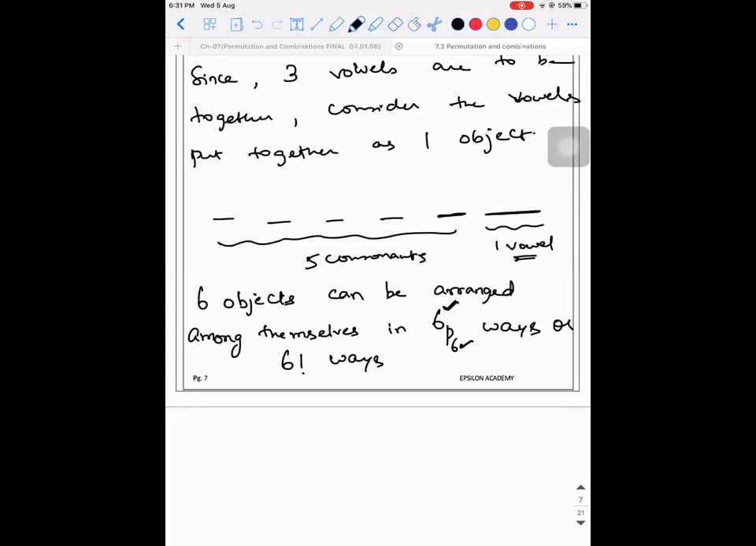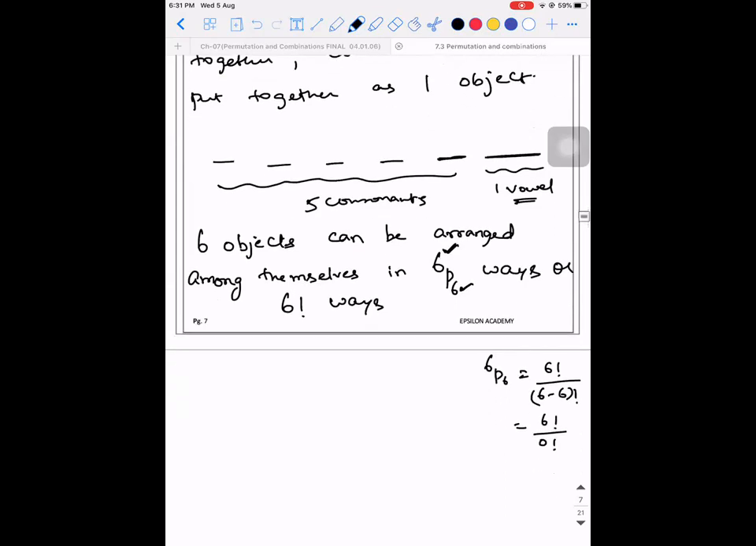The reason being, what is 6p6? It is 6 factorial divided by (6 minus 6) factorial, which is 6 factorial divided by 0 factorial. What is 0 factorial? 1. So that is why we write 6p6 as 6 factorial. If you check the solution given in the textbook, they would have used this. I hope there is no confusion, right? So the 6 objects can be arranged among themselves in 6 factorial ways.